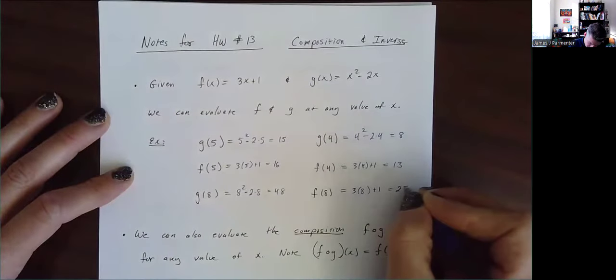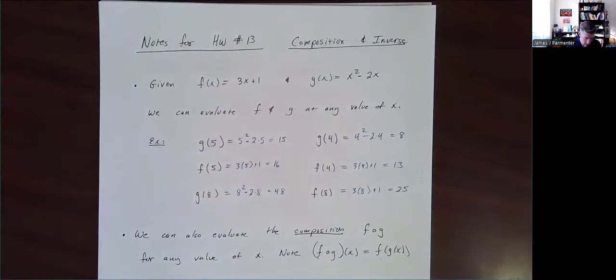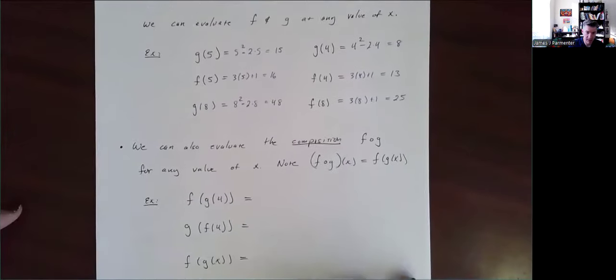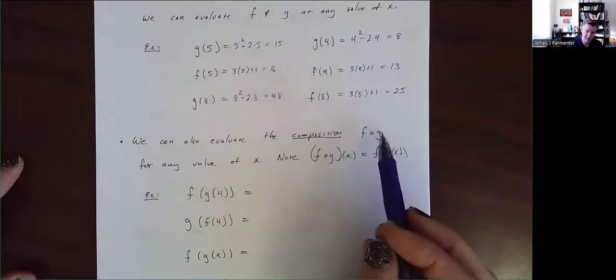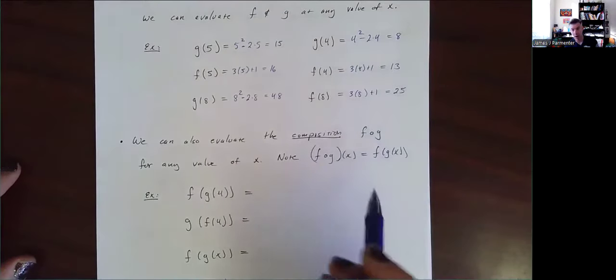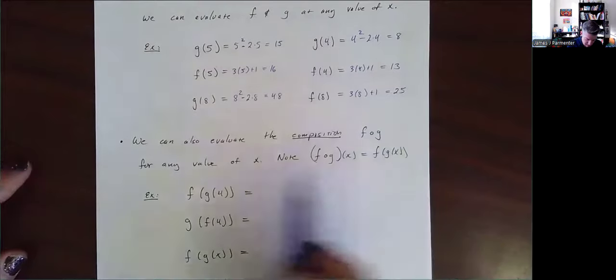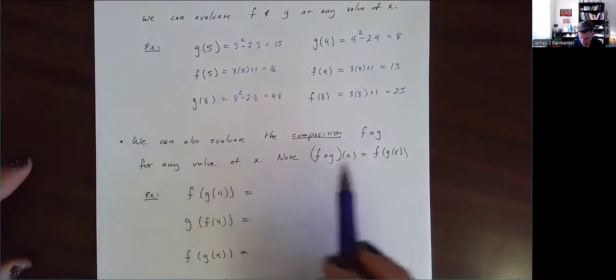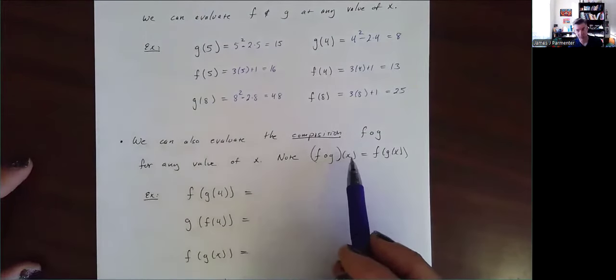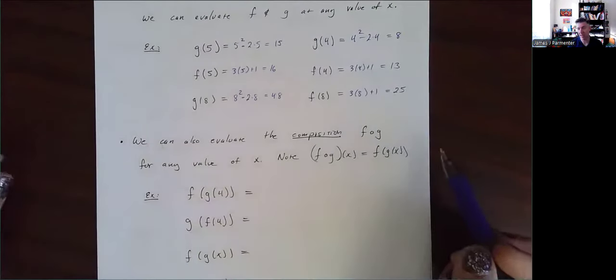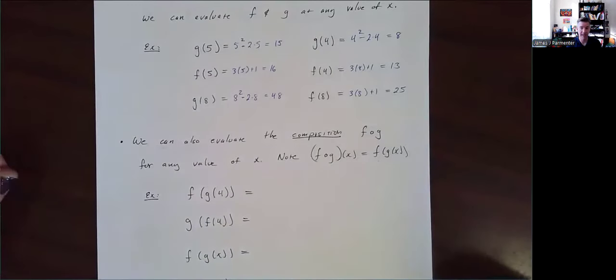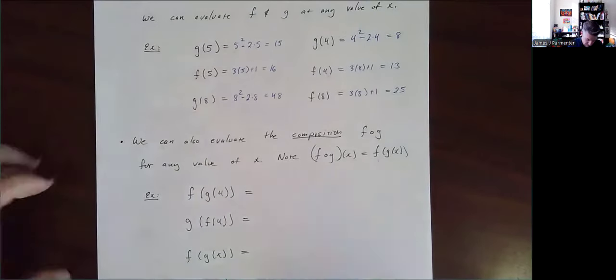That'd be 25. Okay. We can also evaluate the composition f composed with g, which I never write it this way. Some people say f circle g, some people say fog, but it's f composed with g for any value of x. Please note that you can say f composed with g of x, which is terrible, or you can do the much, much better f of g of x, which is how you should say it. And I do recommend saying f of g of x. Those ofs are really important when you're thinking about what's going on in your head.